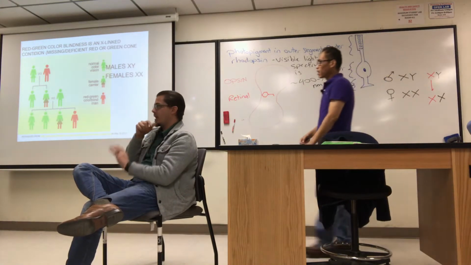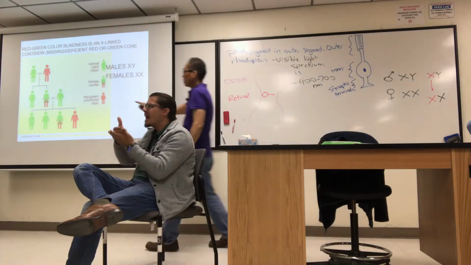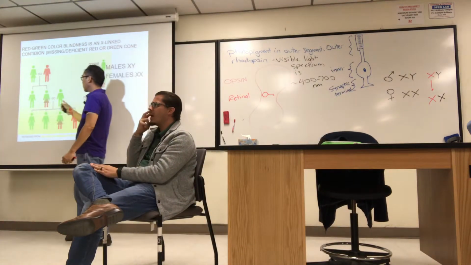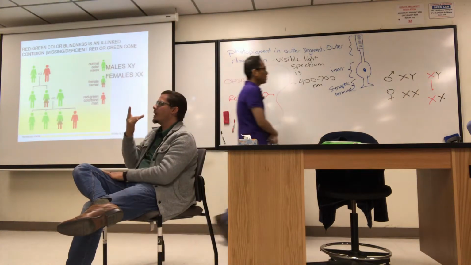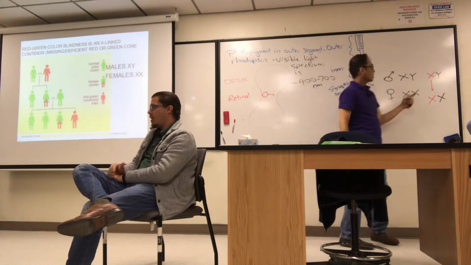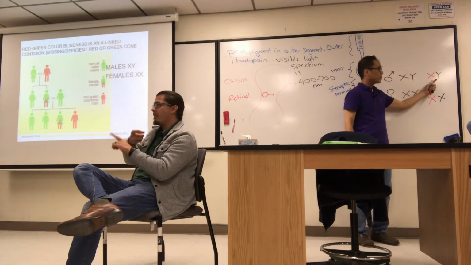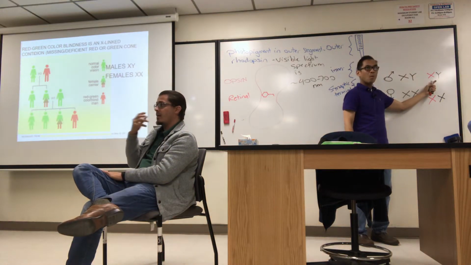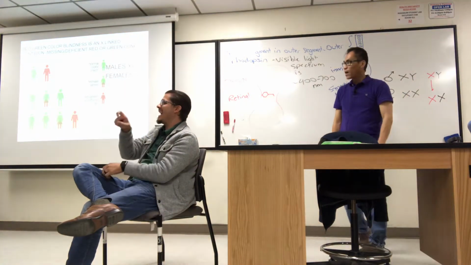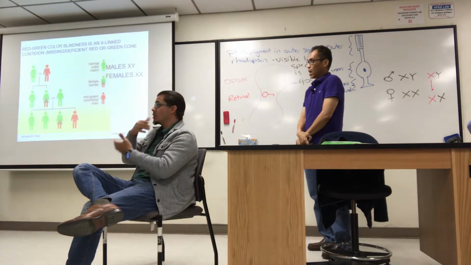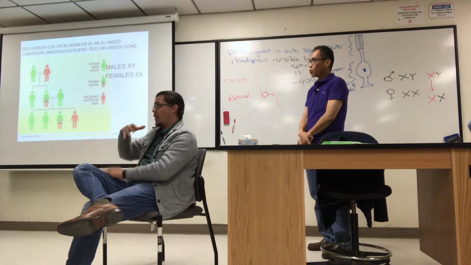How come the son's not colorblind? Both sons aren't colorblind. What's the reason based on genetics? What did they get from dad? If you're a son of a man who's colorblind, what did they get? I'm pointing to it. They got Y. Y is normal. It's X-linked. Okay? That's why daughters are carriers, males have normal color vision.